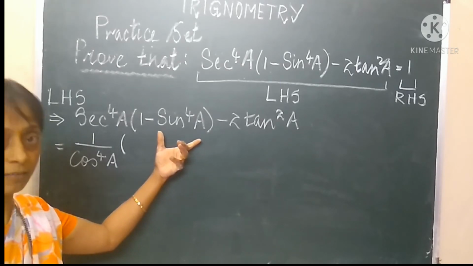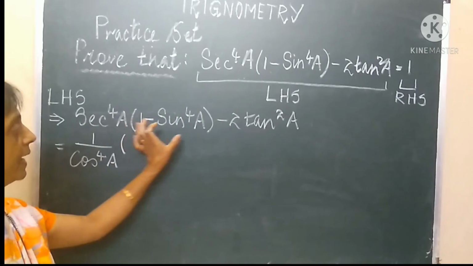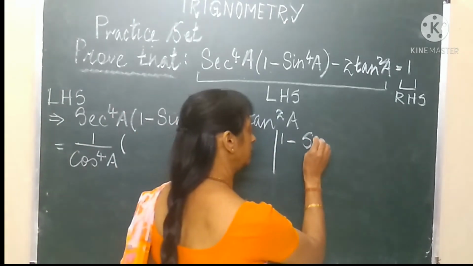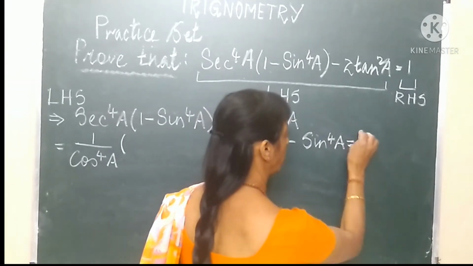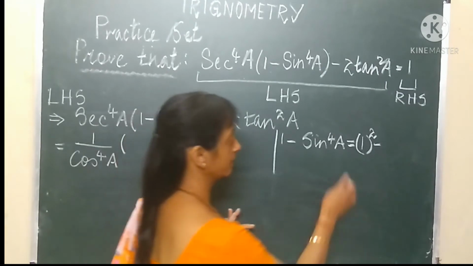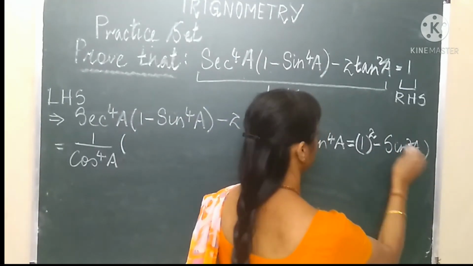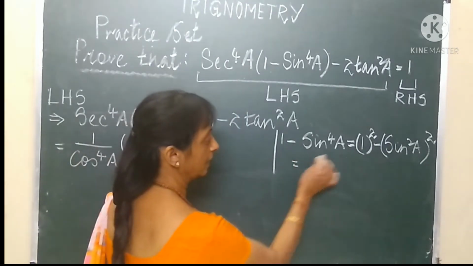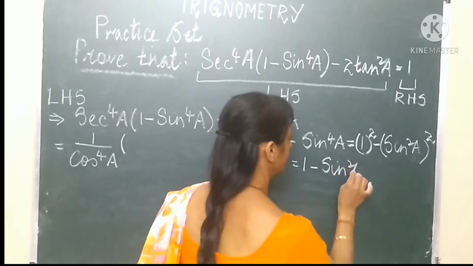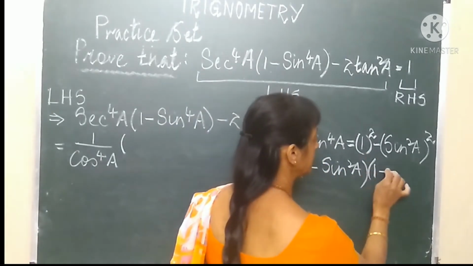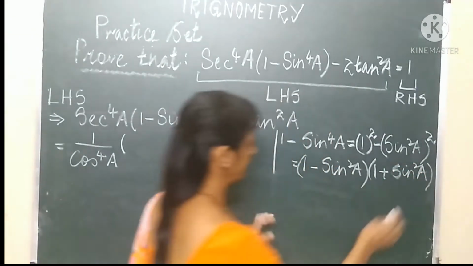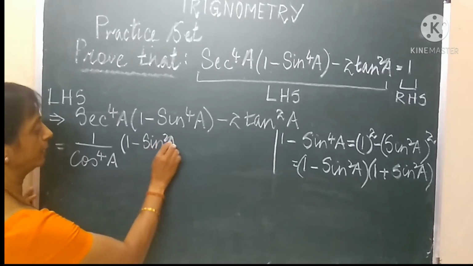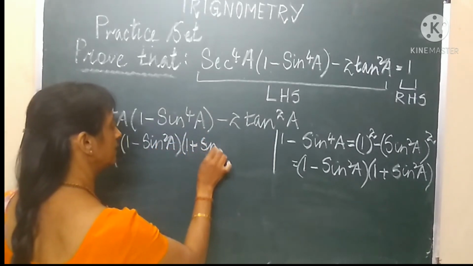The expression in the bracket resembles a square minus b square. How? Let's write down 1 minus sine raised to 4a as 1 square minus sine square the whole square. So a square minus b square gives us a minus b into a plus b. So let's substitute. 1 minus sine raised to 4a can be written as 1 minus sine square a into 1 plus sine square a.